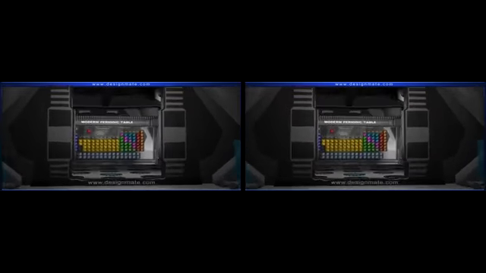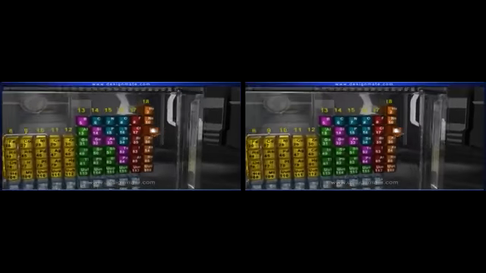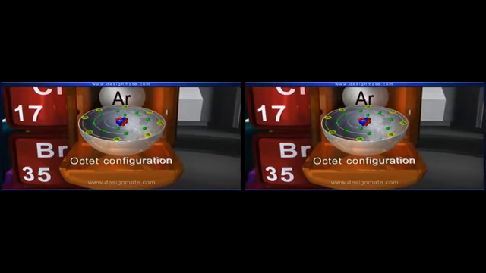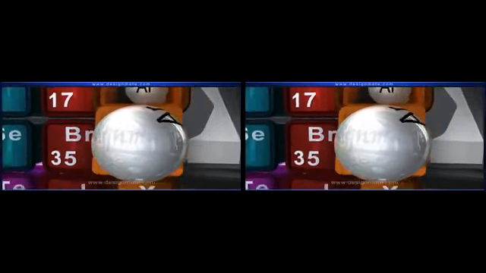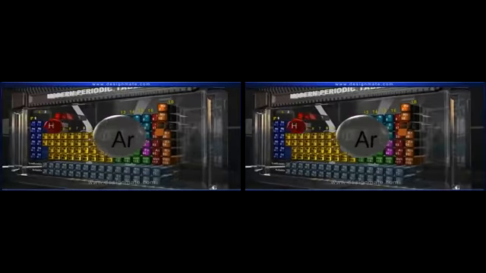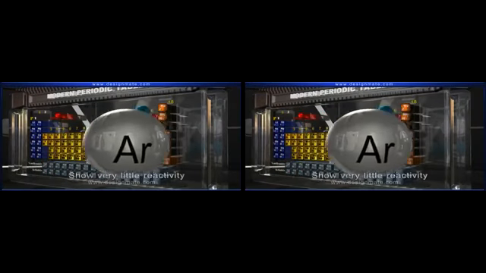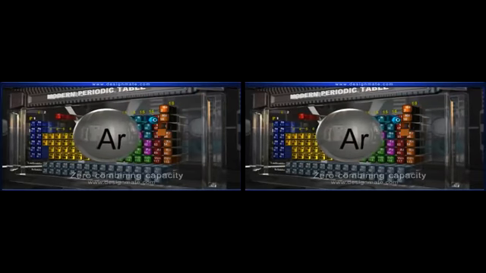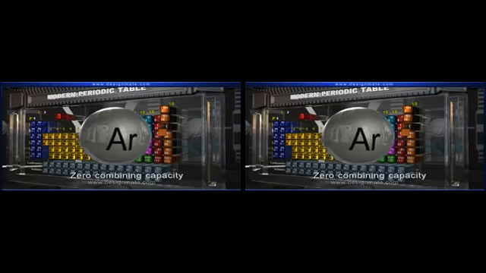The elements with completely filled outermost orbit, containing 8 electrons, are said to possess an octet configuration. Such elements do not combine with other elements easily, and hence show very little reactivity. Therefore, they are said to have zero combining capacity.